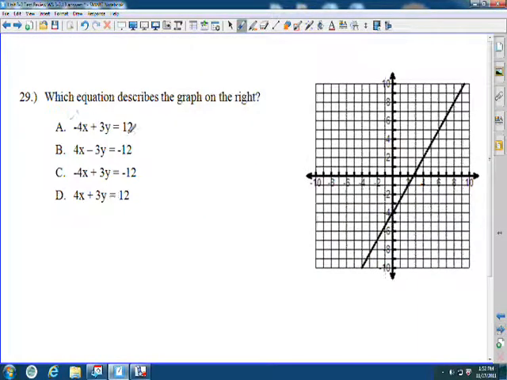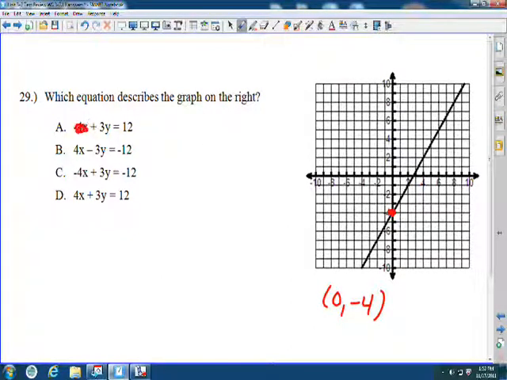Next one. Which equation describes the line to the right? Now we could solve each one of these for y and put it in slope-intercept form and put it in the calculator and figure out which line this is. Or, like what I'll do is I'm going to go right here and I've got my y-intercept. So that is 0, negative 4. Let me figure out which one has that as a y-intercept.